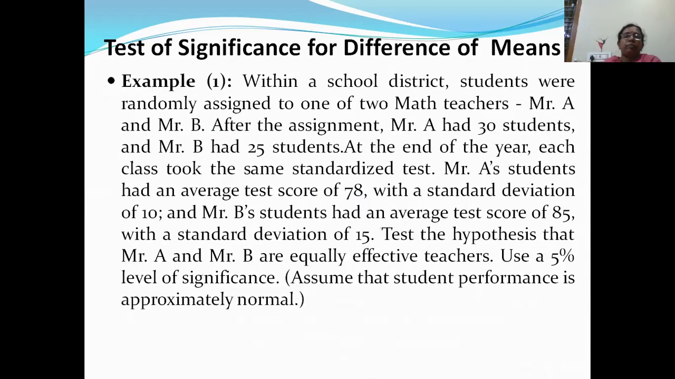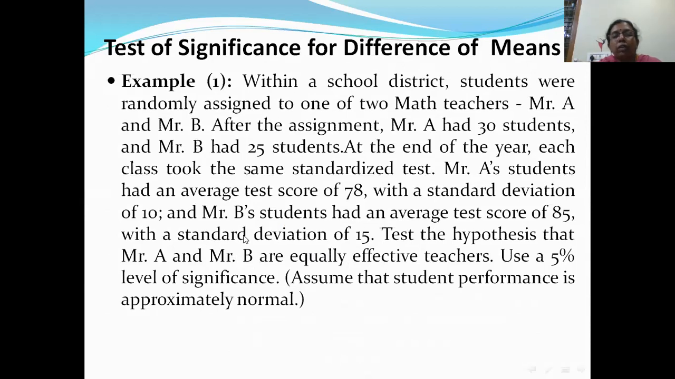We'll see one problem. Say within a school district, students were randomly assigned to one of two maths teachers, Mr. A and Mr. B. After the assignment, Mr. A had 30 students and Mr. B had 25 students. At the end of the year, each class took the same standardized test. Mr. A's students had an average test score of 78 with a standard deviation of 10, and Mr. B's students had an average test score of 85 with a standard deviation of 15. Test the hypothesis that Mr. A and Mr. B are equally effective teachers. You have to use a 5% level of significance.